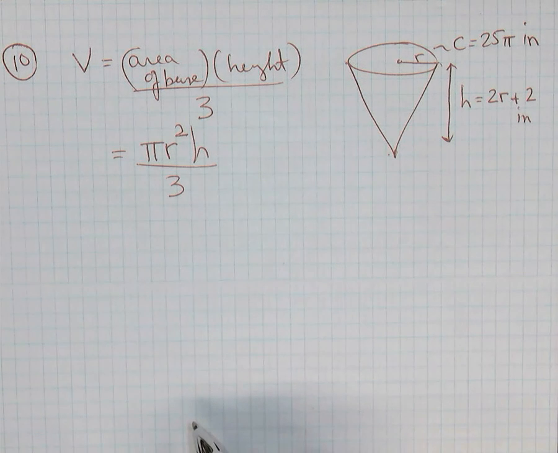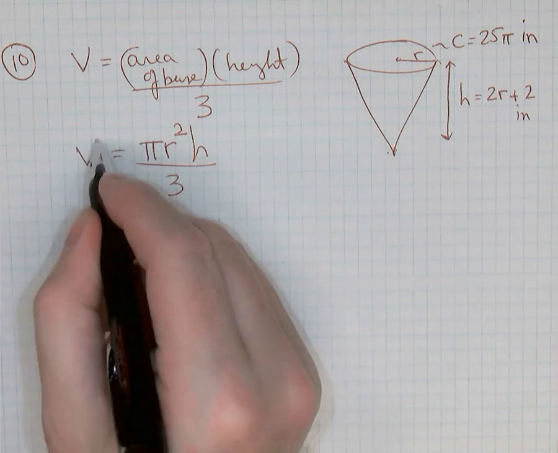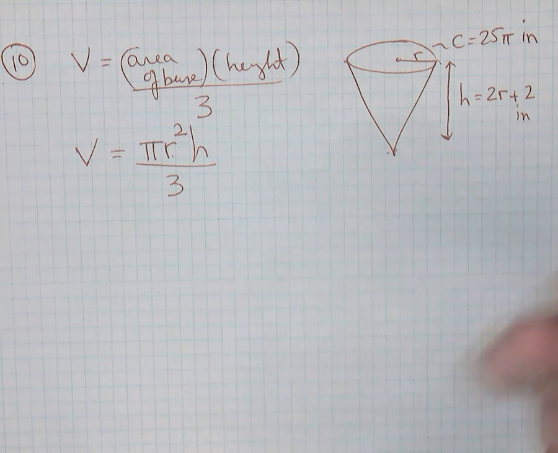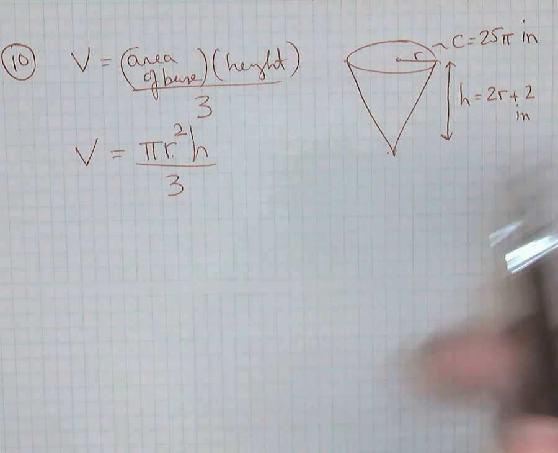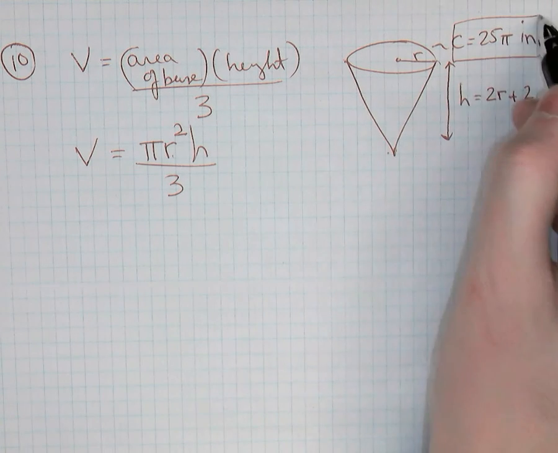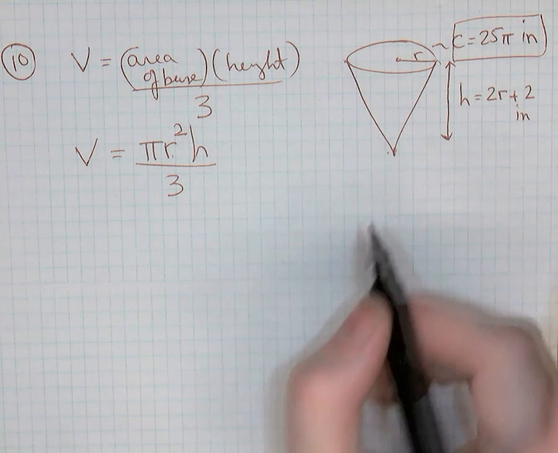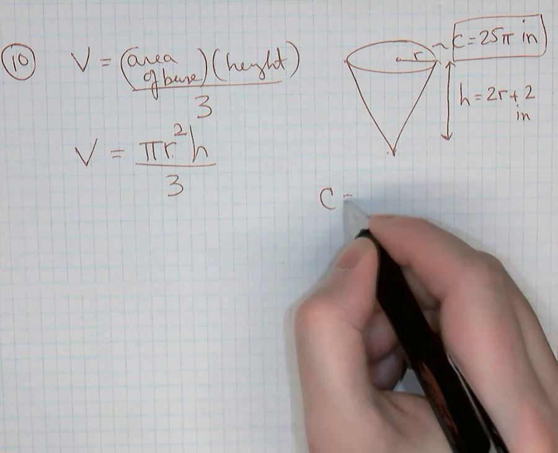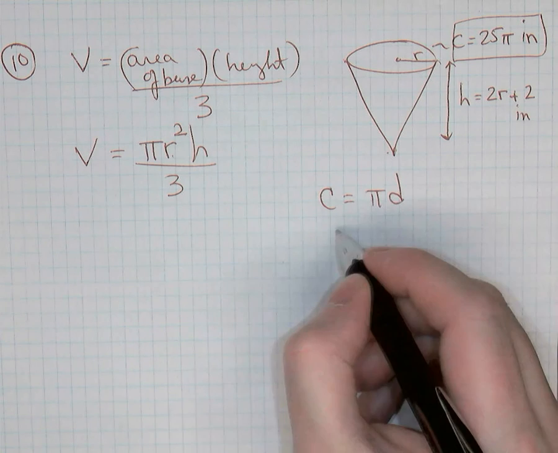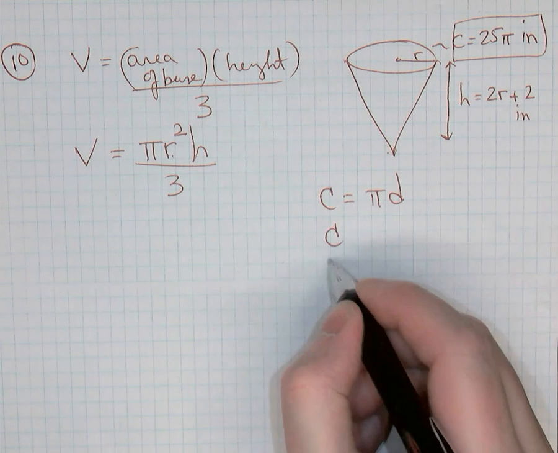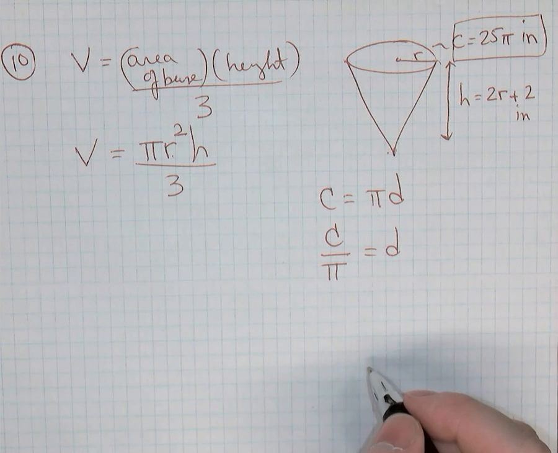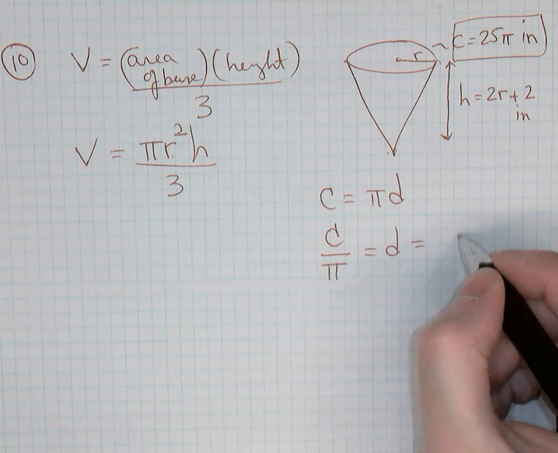Well, we're at a little bit of a problem because we don't know the radius and we don't really know the height. The height's twice the radius plus 2, but we don't know the radius. So where do we go from here? Well, we do know the circumference. So if we think about that for a minute, the circumference of a circle is pi times its diameter. And so if you know the circumference, you can divide that by pi to give you your diameter. So let's do that here.